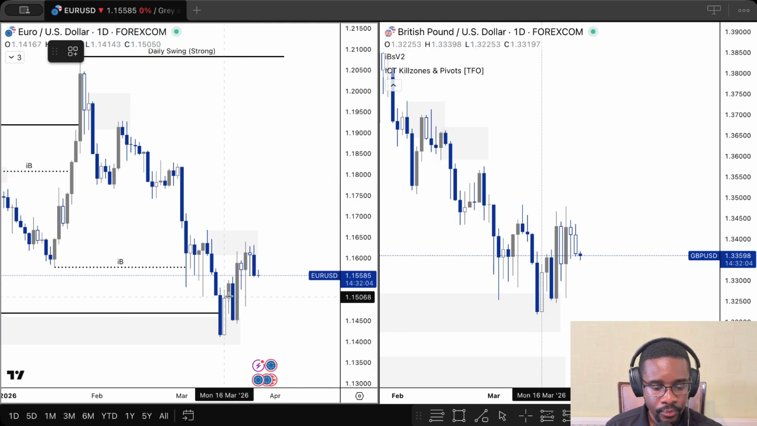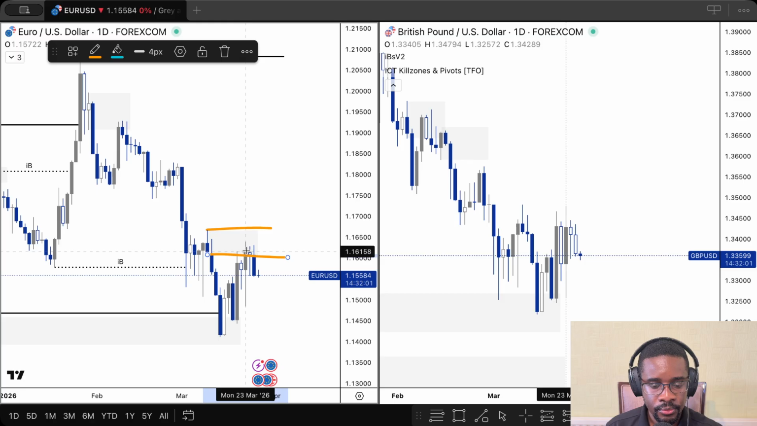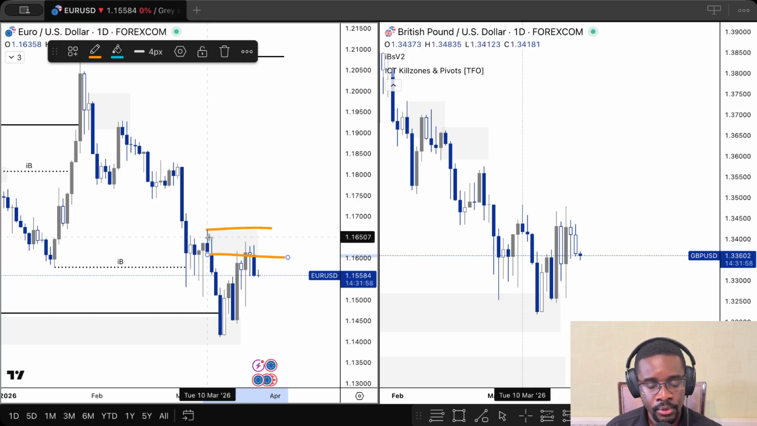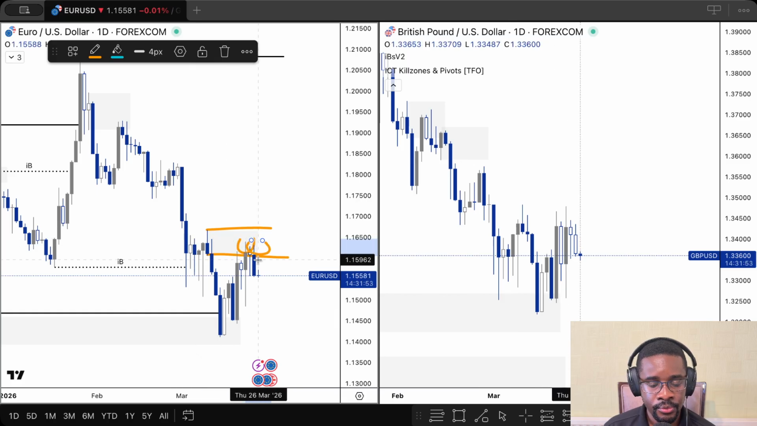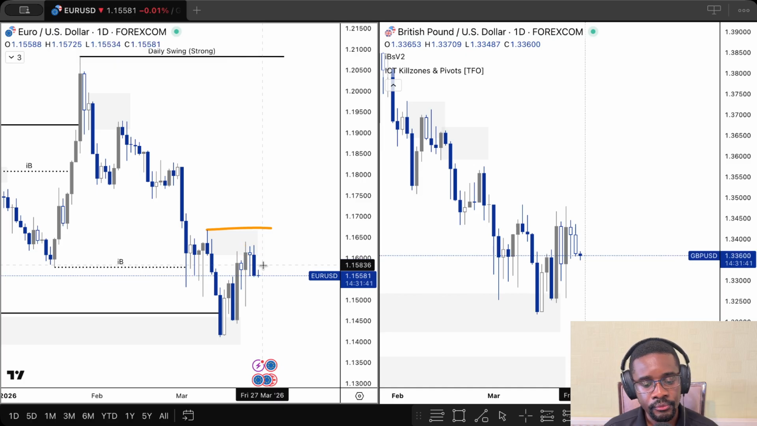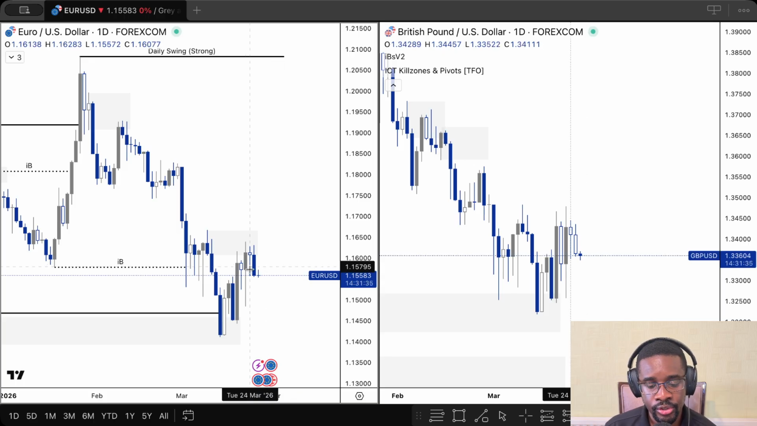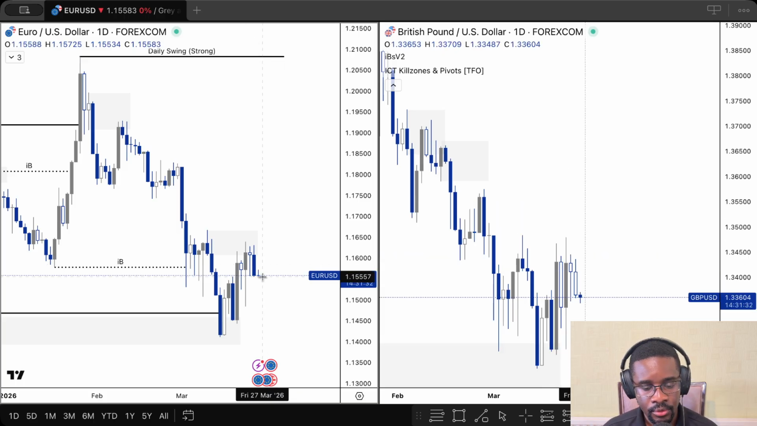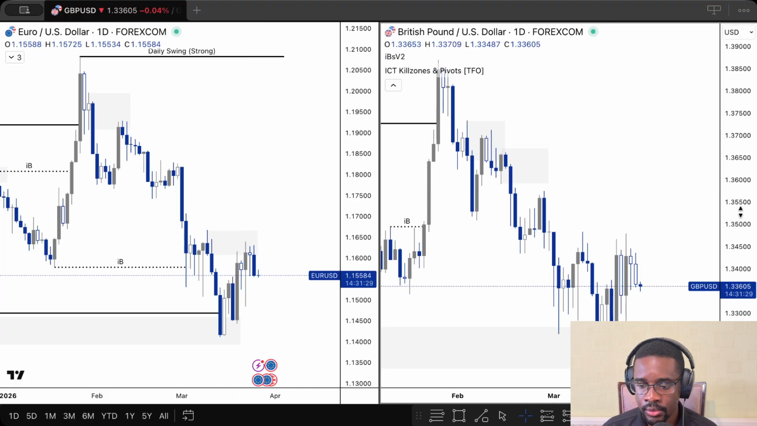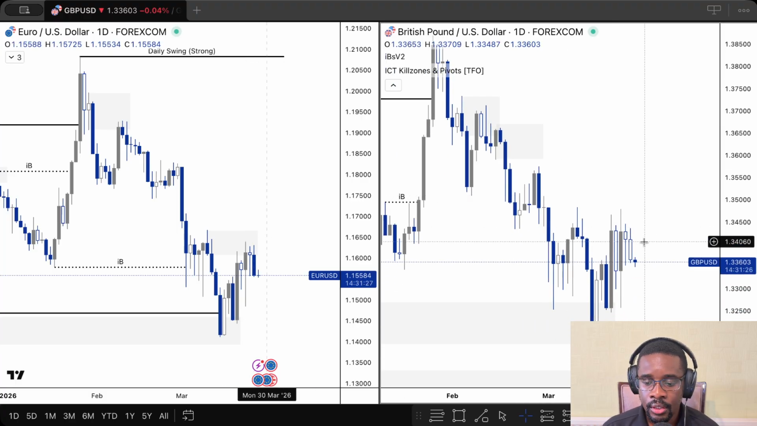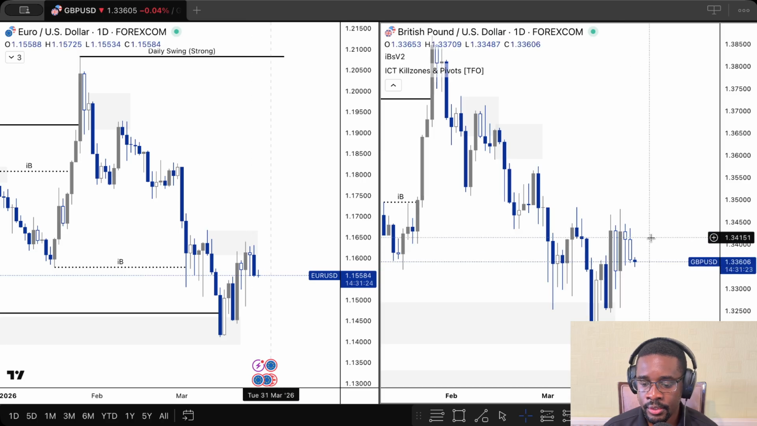Obviously price is still reacting to this supply zone, this supply area on the daily, which was mitigated. We've been tapping into it and pushing away, tapping into it, pushing away, and then yesterday we finally had a decent push away with a bearish candle close. So that's showing clear intentions.